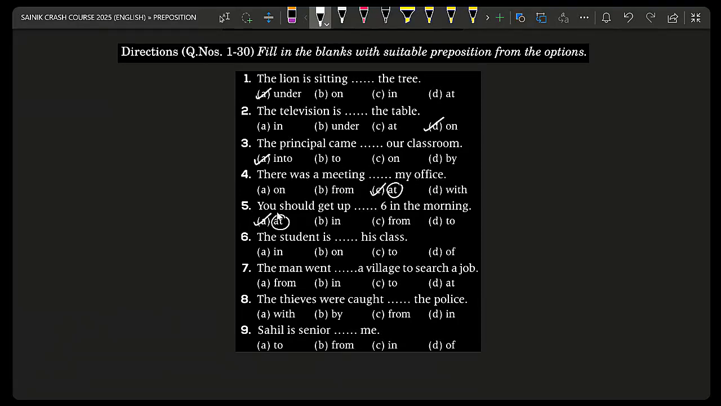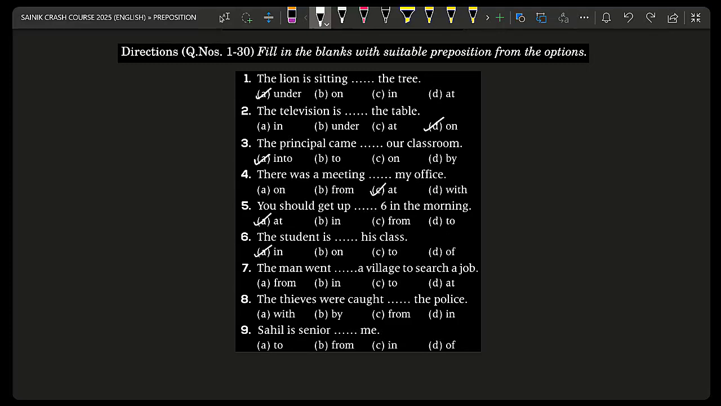In the fifth question, it is specifying what? Sir, time. Very good. You should get up at 6 in the morning. So it is used to indicate place as well as exact time. And sixth question. The student is dash his classroom. The student is in his classroom. Yes, in his class. So on his class, no. To his class, no. Of his class, no. So when do you use on? When any object is touching the surface and it is lying there, then we have to use on. Rishikesh, you gave all correct answers. Very good. You can mute yourself.